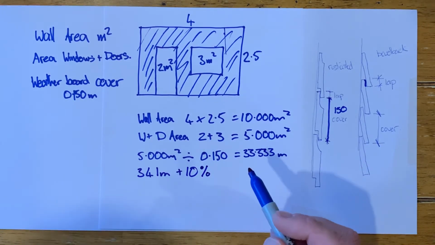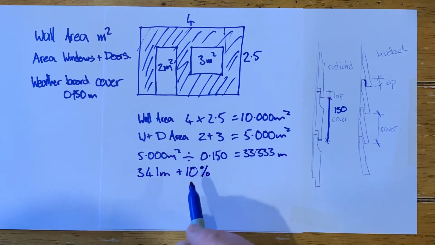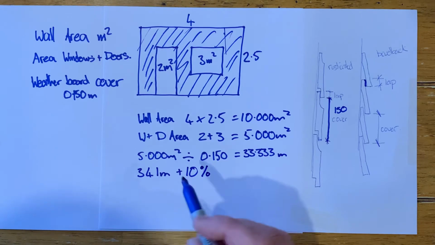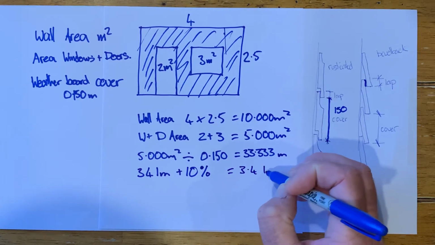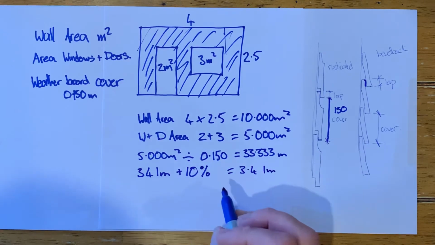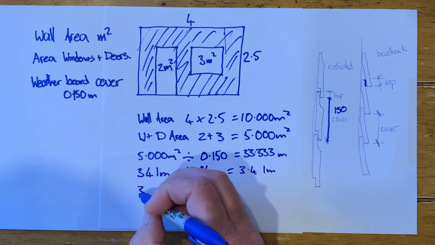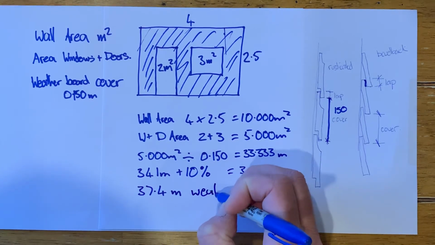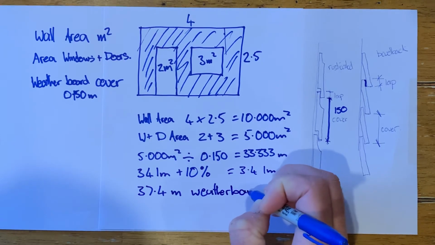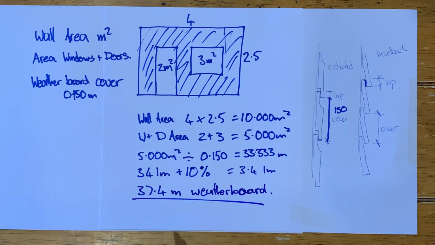I only did that because it's a nice easy one to do in my head. So 10% of 34 is 3.4 linear meters. Add those two together, and it's 37.4. So 37.4 meters of weatherboard, and that would be your answer. Now, if you've got any questions, please get hold of me.